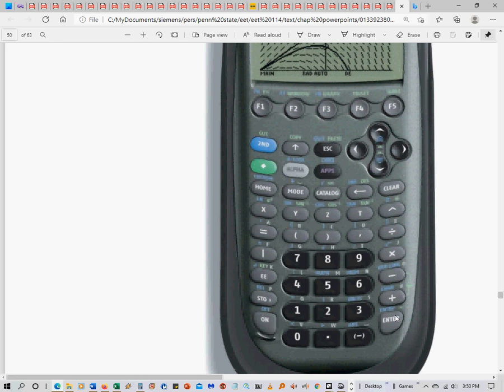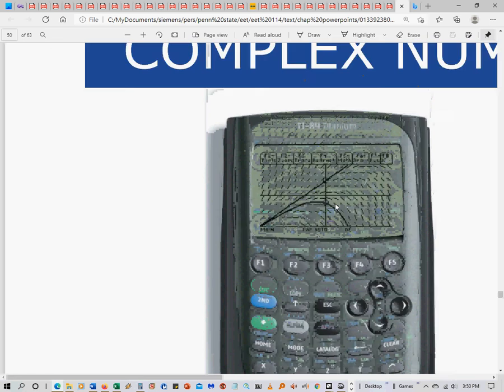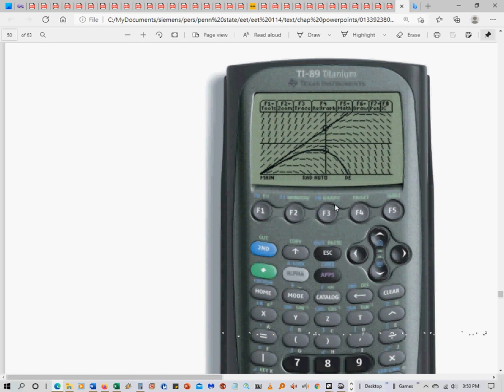And then the same thing goes for complex format. You scroll down to complex format, hit the right arrow, and then you scroll up or down to either rectangular or polar, and then hit enter again, and then that'll change your default format.